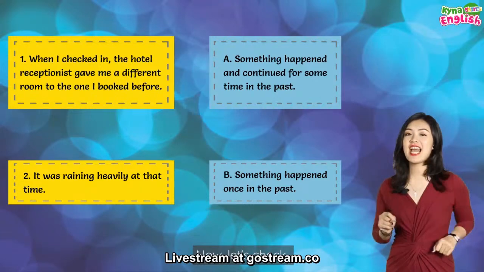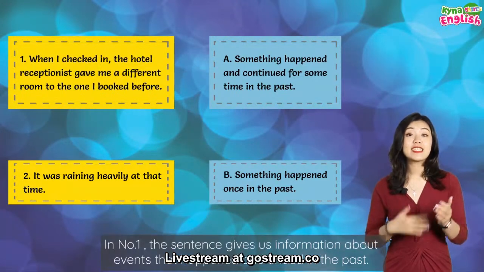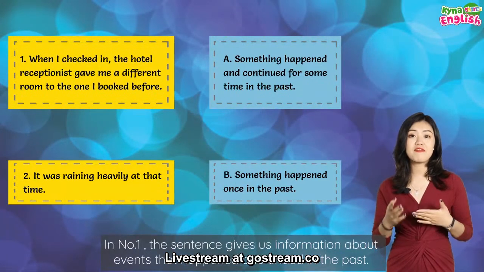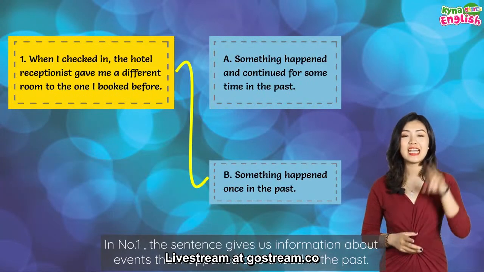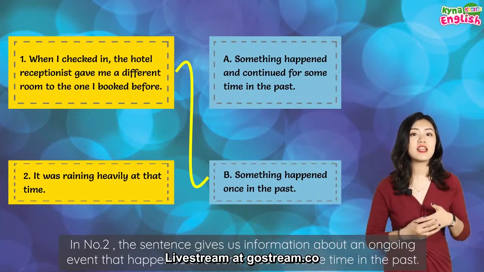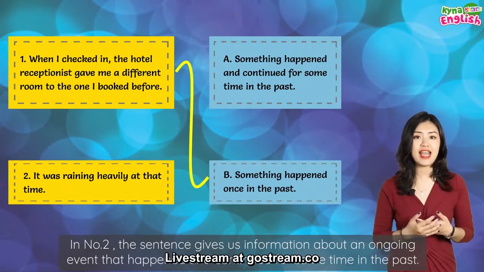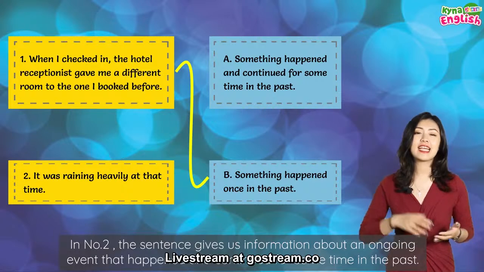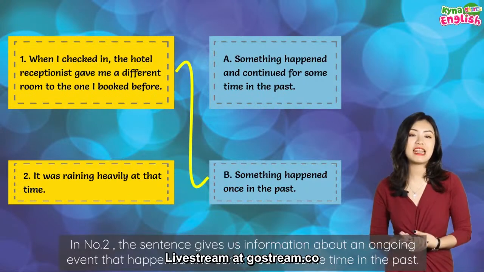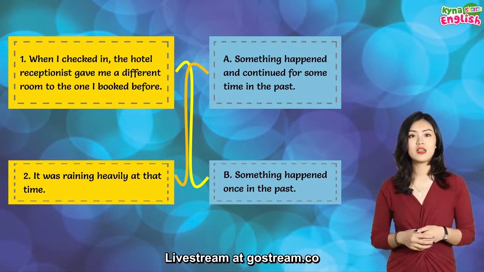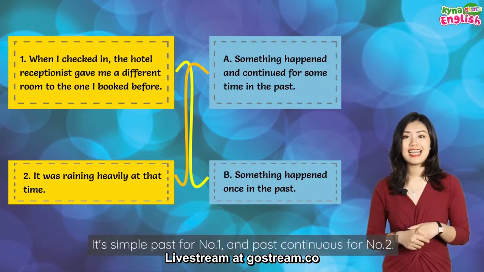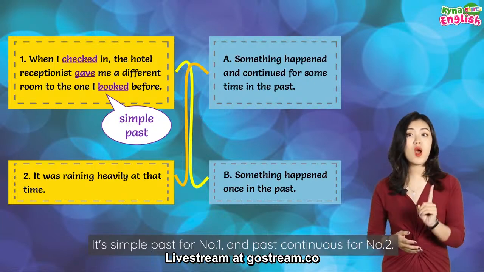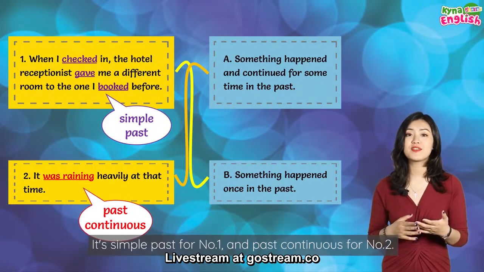Now, let's check. In number 1, the sentence gives us information about events that happened and ended in the past. In number 2, the sentence gives us information about an ongoing event that happened and continued for some time in the past. Do you still remember what tense is for each sentence? It's simple past for number 1 and past continuous for number 2.